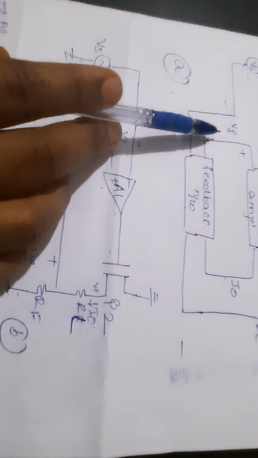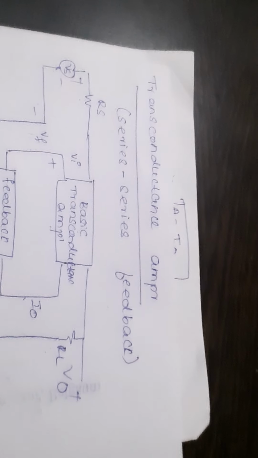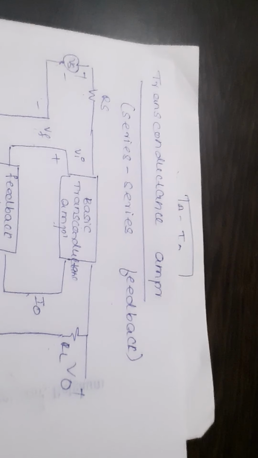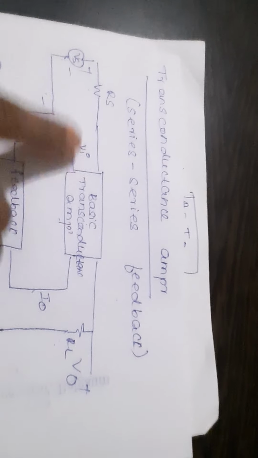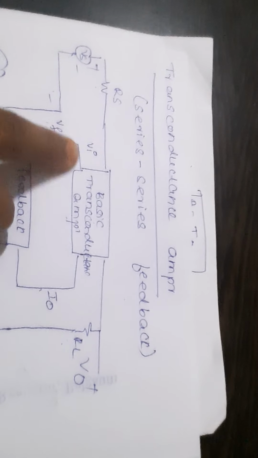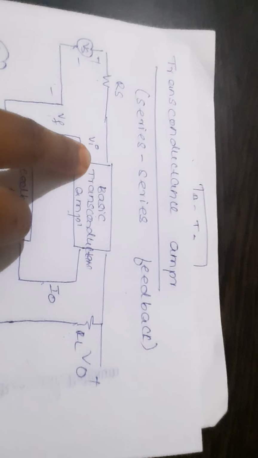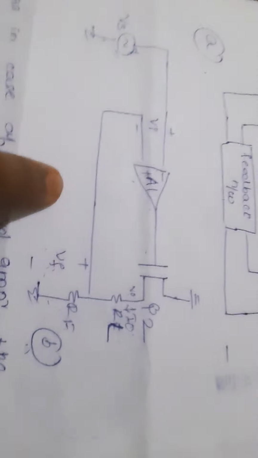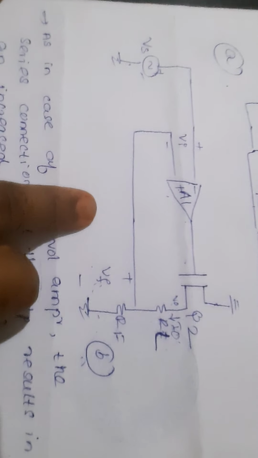as in the case of the feedback voltage amplifier, in this circuit the input resistance is large. How do we get that? Because Vi is Vs minus Vf. This is small, Ii is small, so the resistance is large. Figure B is the circuit of the transconductance amplifier.